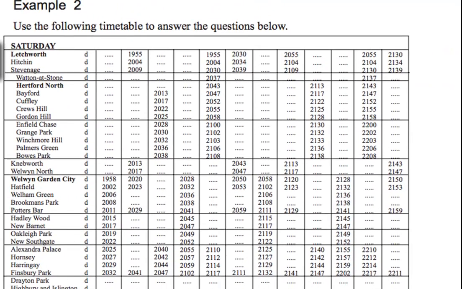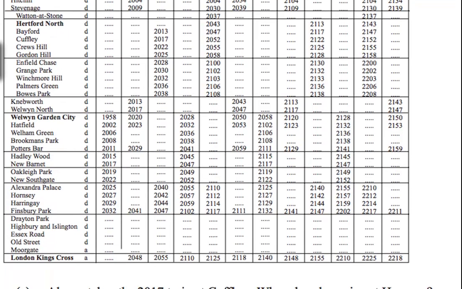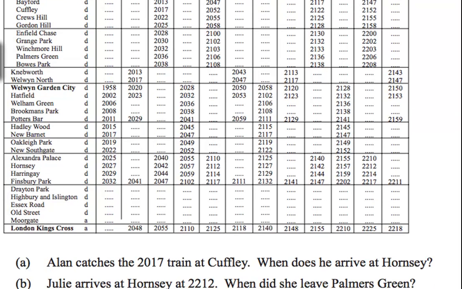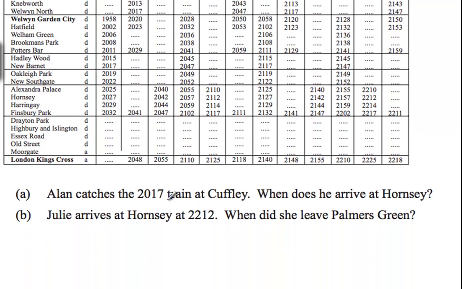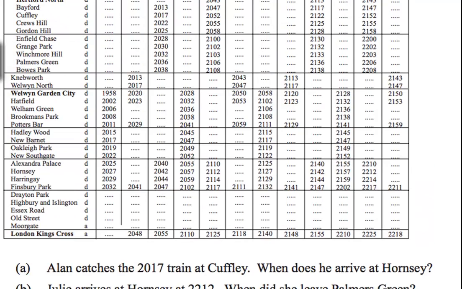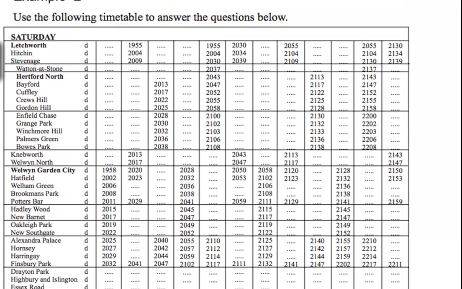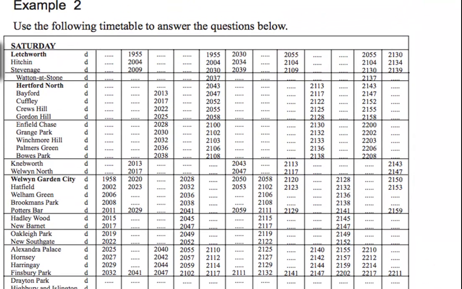Example 2. Use the following timetable to answer the questions below. You would see this for buses or trains usually. Let's assume this one is a train. It says right here, A. Alan catches the 2017 train at Cuffley. When does he arrive at Hornsey? First we have to find the 2017 train at Cuffley. Cuffley is here, so that's the stop. And 2017 is right there, which would be 8:17 p.m.